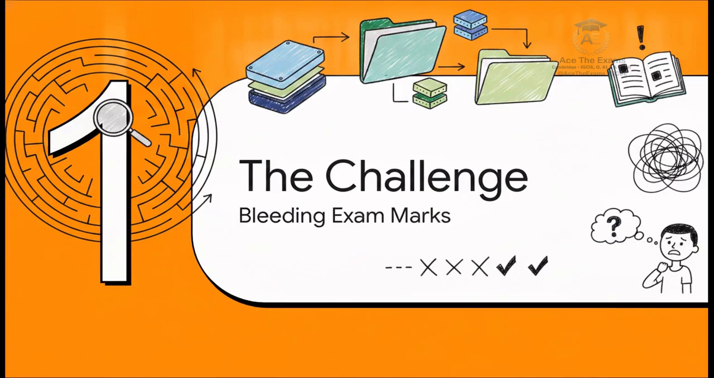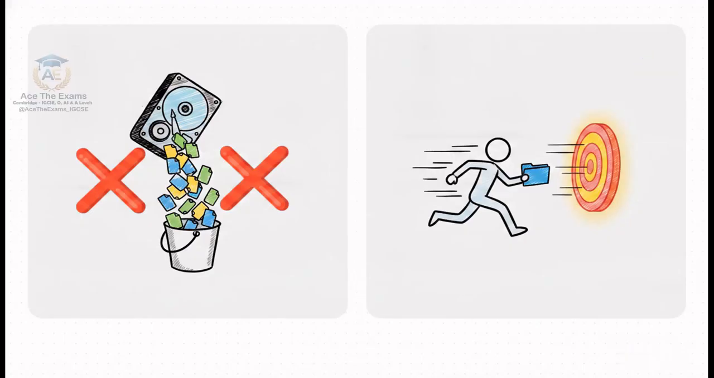Section 1, the challenge. This is exactly where candidates bleed marks on the exam paper, and it almost always comes down to interpreting complex data. Let's look at what's actually going wrong. Okay, I want you to look closely at these two flawed approaches. These are inspired by actual responses from a real Cambridge past paper, code 0417.